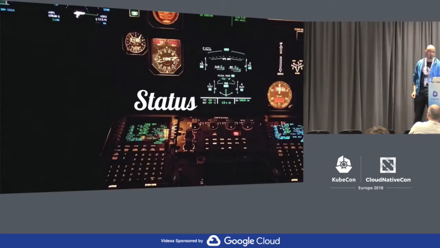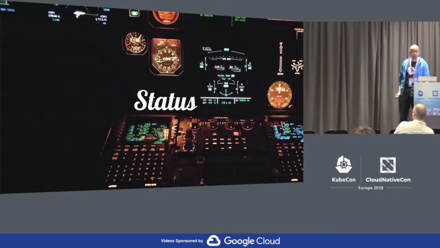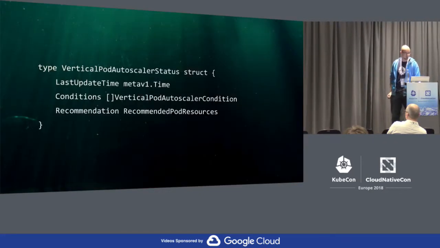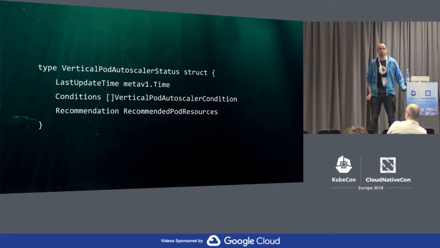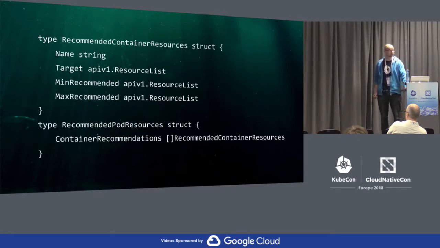Okay, so we know what Vertical Pod Autoscaler can do for you. Now it is time to show how it presents its status. Again, we have three fields here. The first one is trivial. It says when Vertical Pod Autoscaler updated its recommendation for the last time. The second one tells us whether all the components of Vertical Pod Autoscaler work correctly or not, if there are any problems. And the third field contains the list of Vertical Pod Autoscaler recommendations.